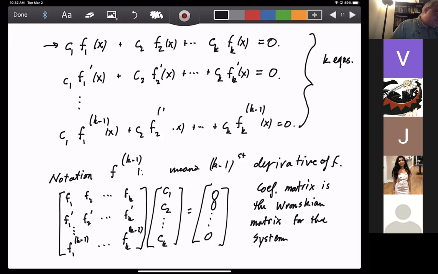So if we can find the reduced row echelon form for the matrix, from that we can diagnose whether the system tells you that the set of functions is linearly independent or linearly dependent. Okay, that's the idea.